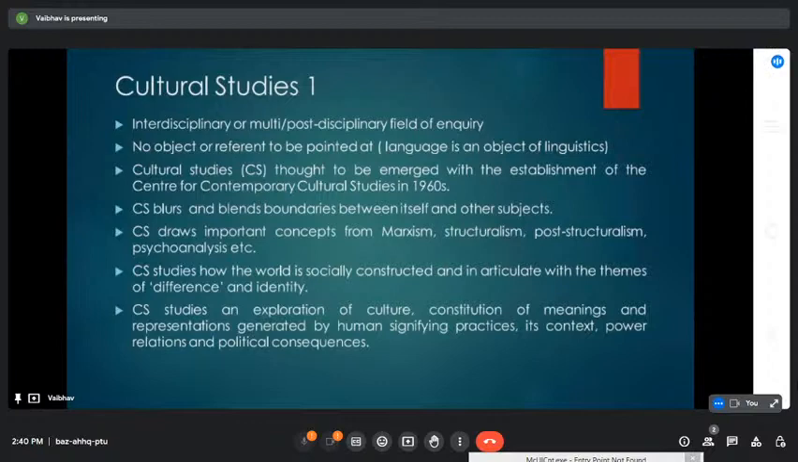He has contributed to diachronic and synchronic linguistics. He introduced concepts like langue and parole, but structuralism was restricted, and that's what post-structuralism addressed, bringing pluralism in meaning. And that's why cultural studies is called post-disciplinary.